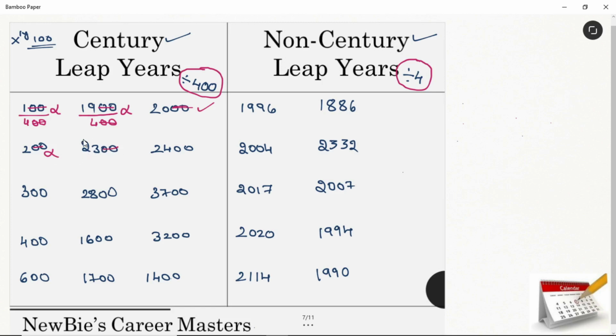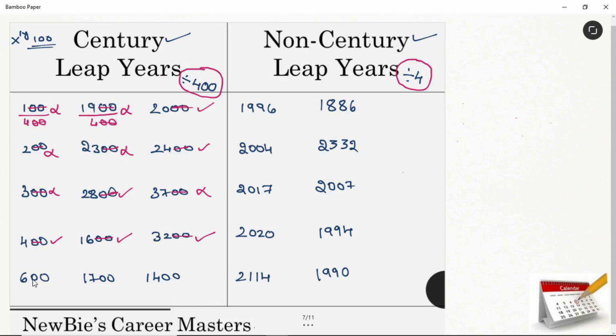2300. 23 is not divisible by 4. It's not a leap year. 24 is divisible by 4, so it's a leap year. 3 is not divisible by 4. It's not a leap year. 28 is divisible by 4. It's a leap year. 37 is not divisible by 4, so it's not a leap year. 4 is divisible by 4. It's a leap year. 16 is divisible by 4. It's a leap year. 32 is divisible by 4. 3200 is a leap year.